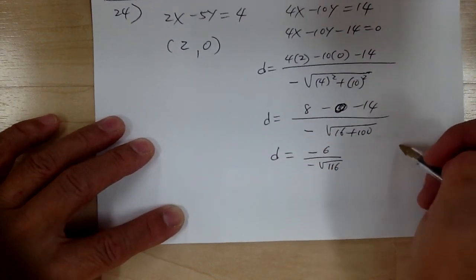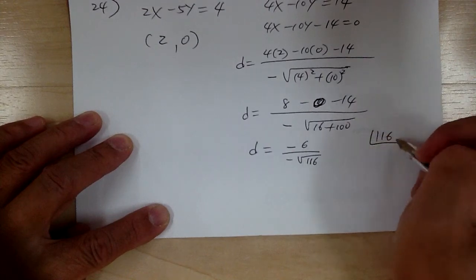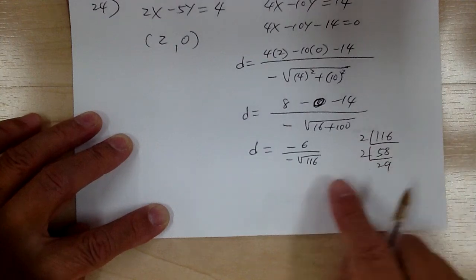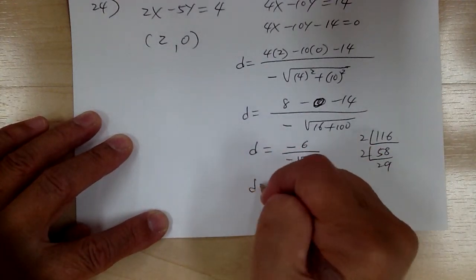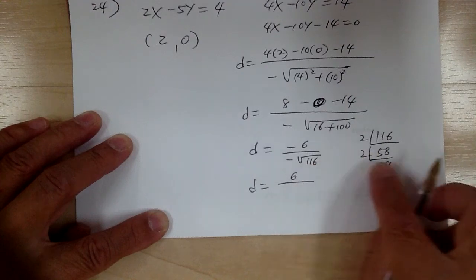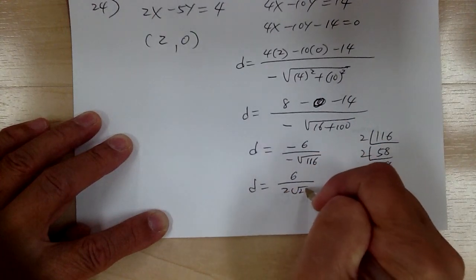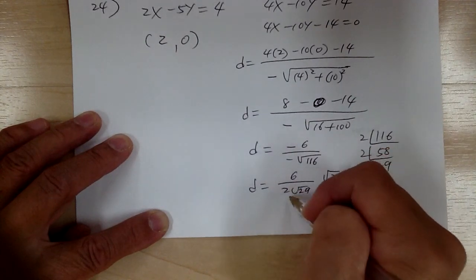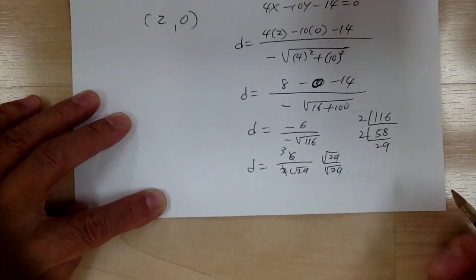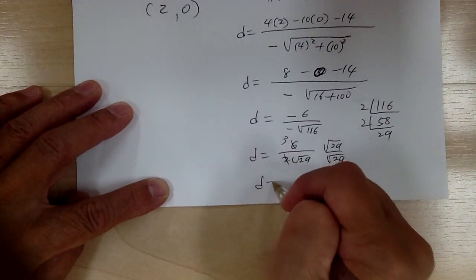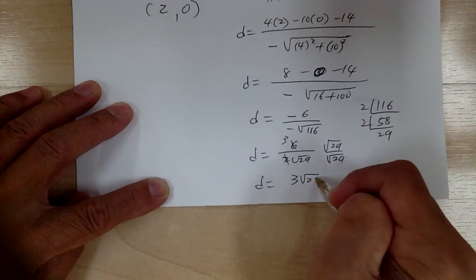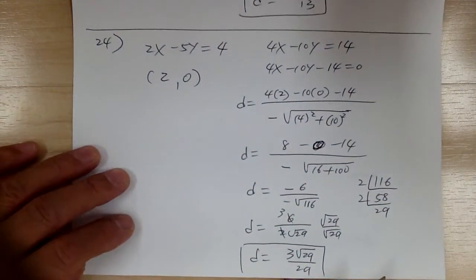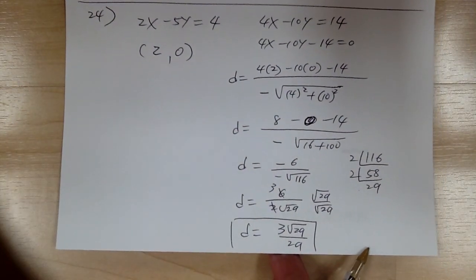And if you simplify, go off to the side. So you got 116. Okay, you're going to get 58, 2, and 29. So negative will cancel out. And the square root of 116 will give you 2 square root of 29. And so you want to multiply by square root of 29. And the 2 and 6 will cancel out to 3. So your answer would be 3 square root of 29 over 29. Okay. And so that's it for number 24.